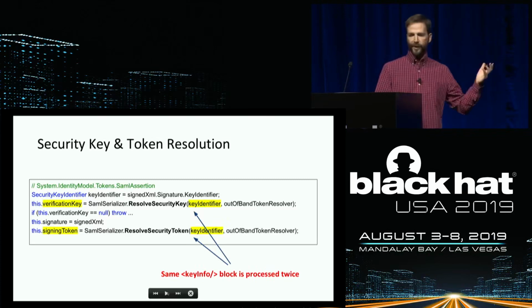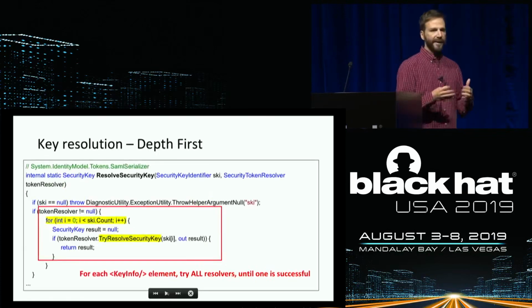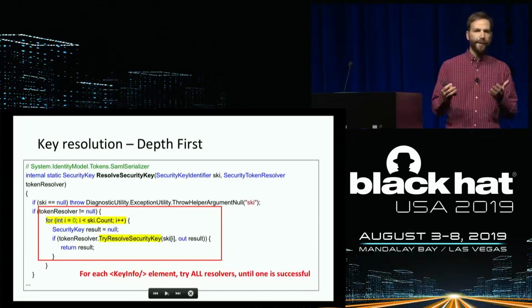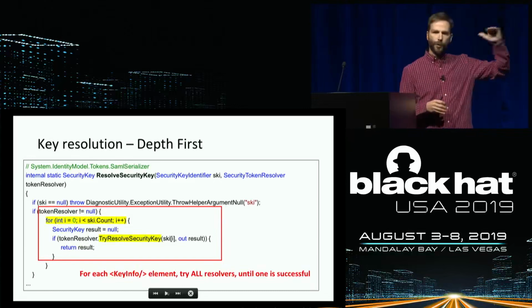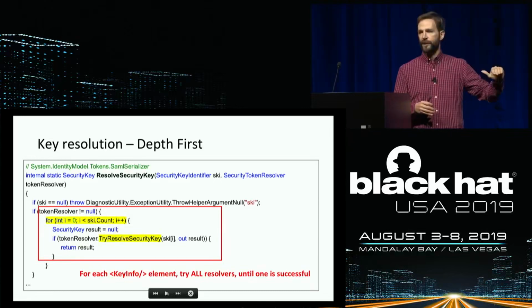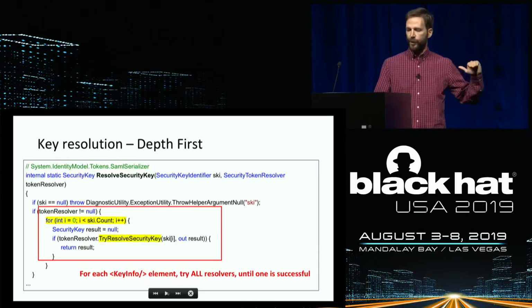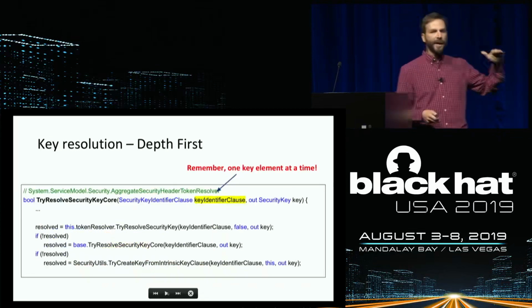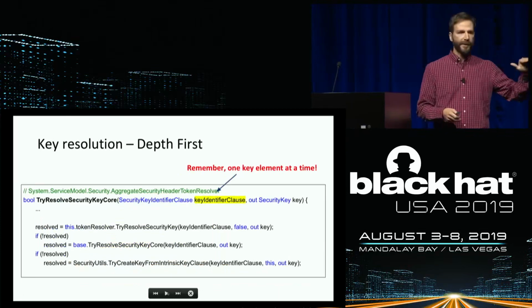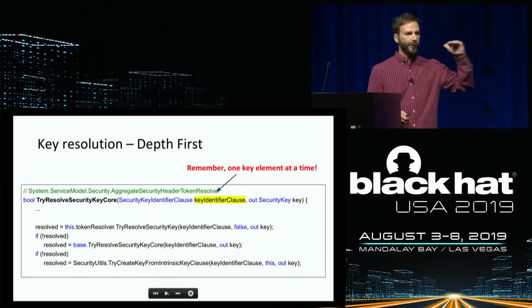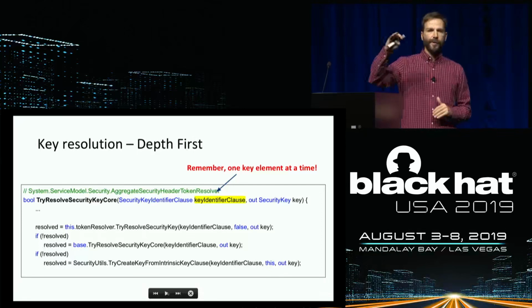If we focus on the first one, when resolving the key, what we do is what we call depth first. We first iterate through all the different keys in the KeyInfo section, and for each of them, we invoke TryResolveSecurityKey, which will try a number of resolvers for those keys. So first we iterate through all the keys, then we iterate through all the resolvers.